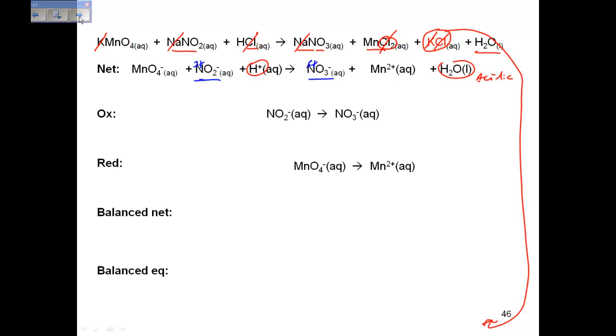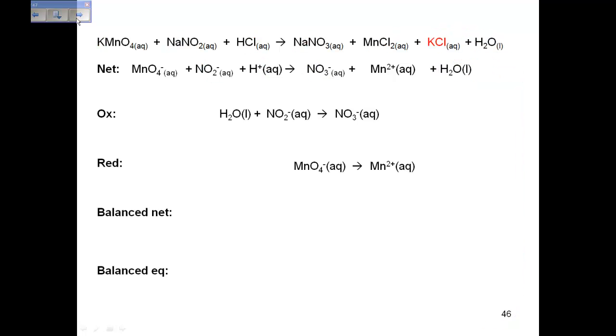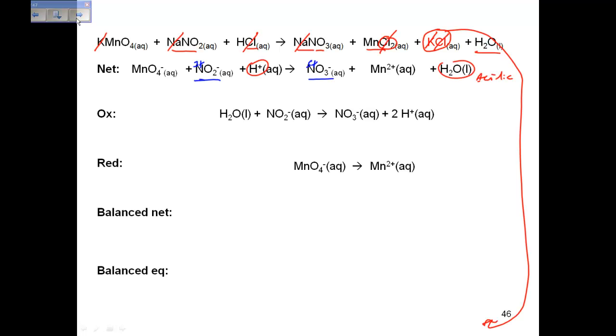So I have to use something from outside, something external, which is going to come from that water and H plus. Since I need an oxygen on the reactant side, that's the side that I'm going to add a water. How many? Just 1, because I only need 1 oxygen, so that gives me 3 oxygens on both sides now. But now I have a hydrogen problem, so I'll fix that by adding 2 H pluses to the product side. So now my atoms are balanced.